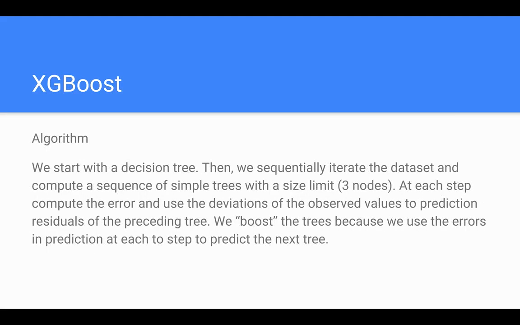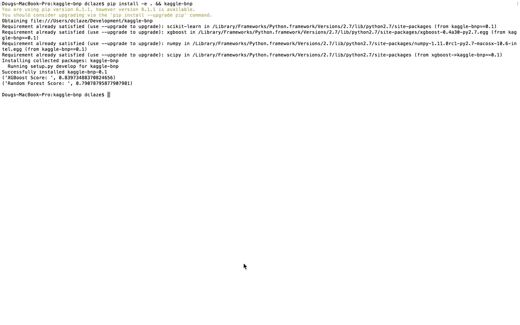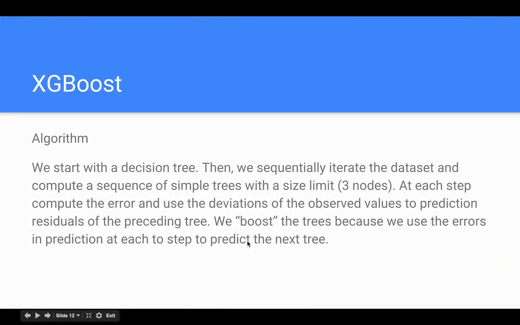How this works is we sequentially iterate the data set, and we limit the size of the trees to be, in our case, 3 nodes, but generally speaking, very small. At each step, you compute the error and use these derivations to then predict. And this is where the boosting comes in. We're using the errors to predict the next tree, and therefore, because we're predicting the preceding tree, we're kind of boosting the errors forward. So it looks like the algorithm is finished. We'll get to what that means in a second.